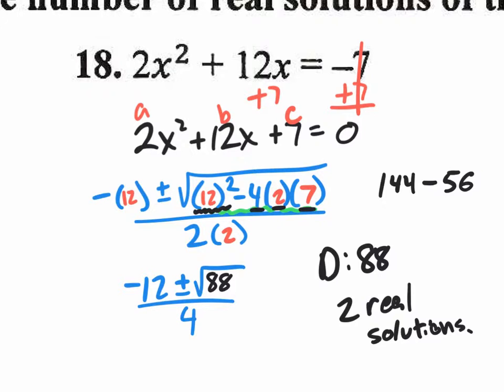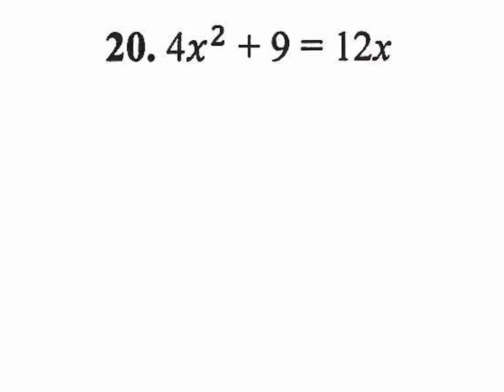Two real solutions? Okay. Yeah, so you get two answers. Two real solutions. Let's move on to number 20. Let's first start by moving that 12x over. Subtract 12x from both sides.